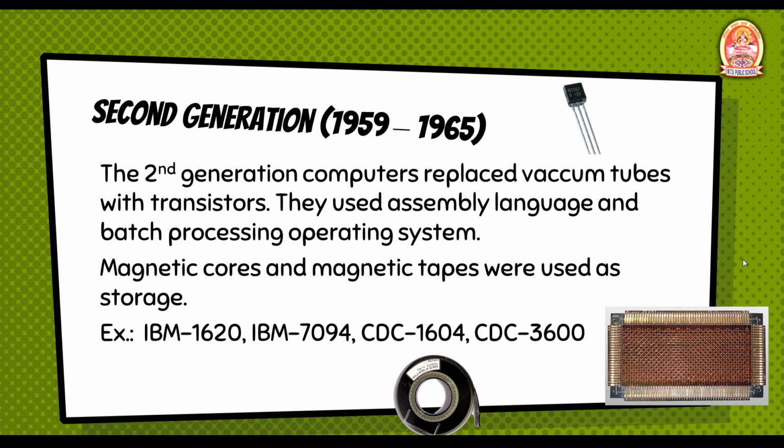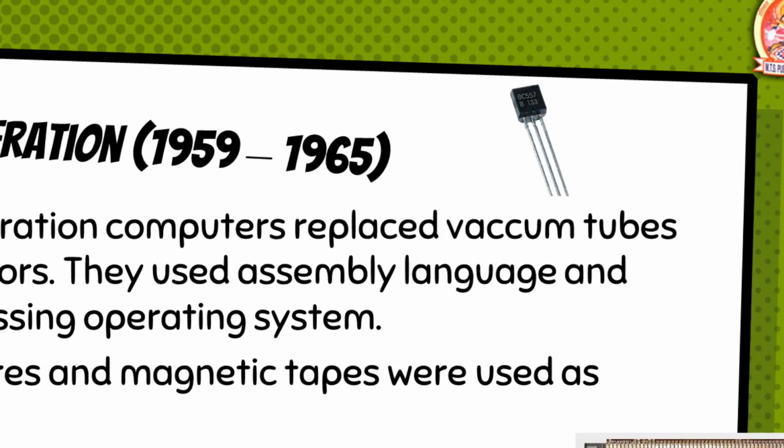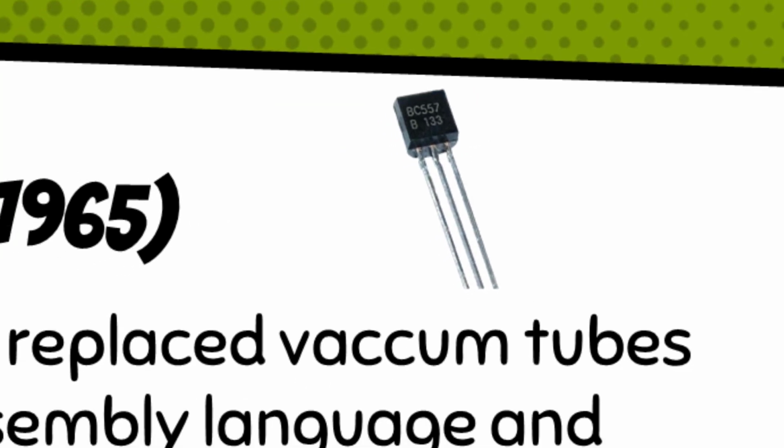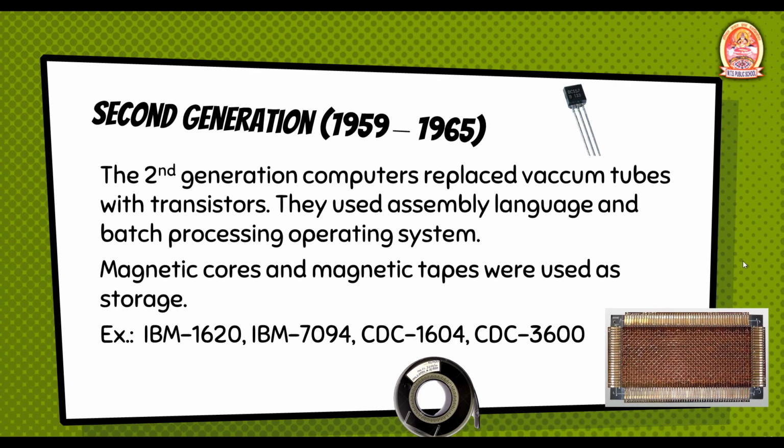Coming to second generation of computers. Period for second generation computers started in 1959 and ended in 1965. Transistors were the key player in this generation, which replaced vacuum tubes.